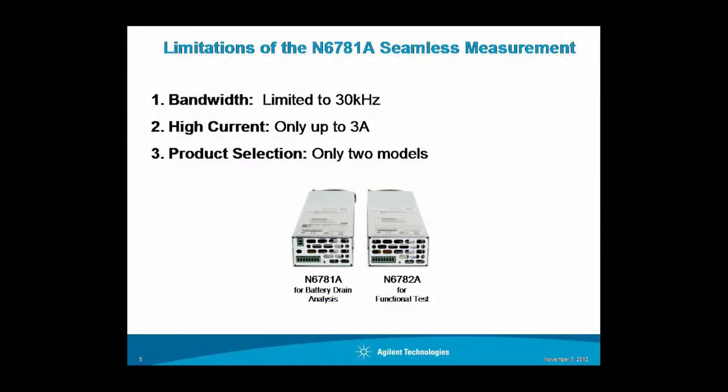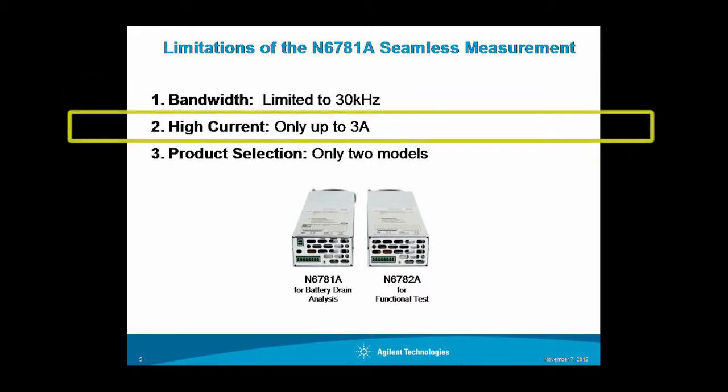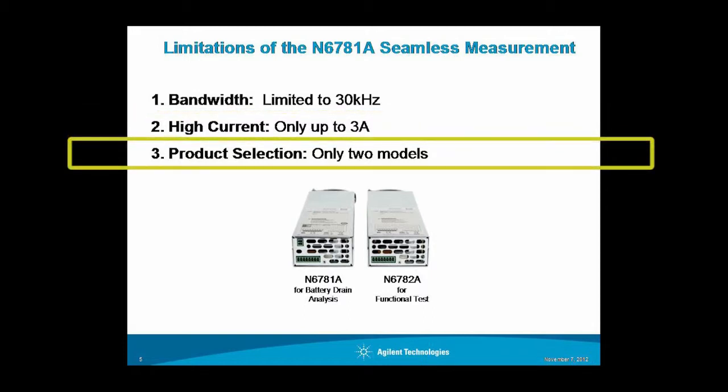Now, the limitations of the N6781 seamless measurement: it has a bandwidth limited to 30 kilohertz. And also, if you need to make current measurements higher than 3 amps, you're not going to be able to do that with this product. From a product selection standpoint today, we only have 2 models available with seamless measurement capability, the N6781 and N6782.